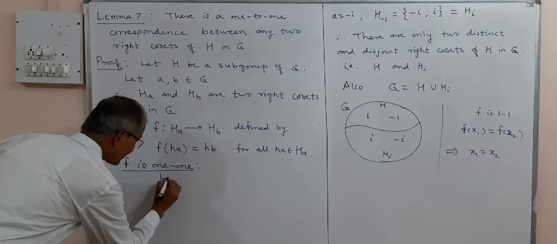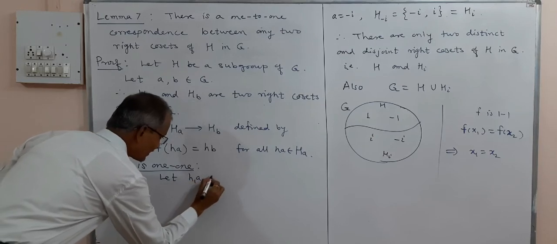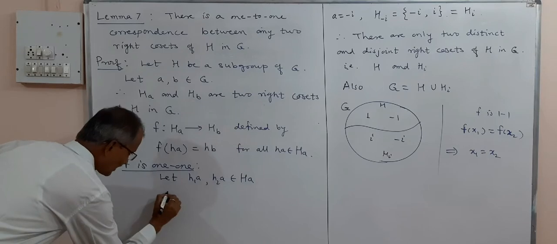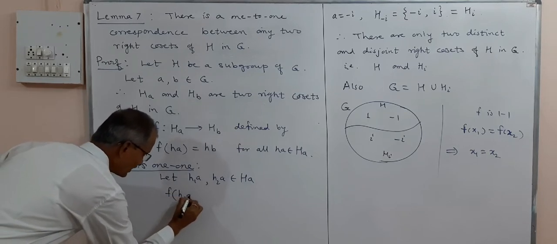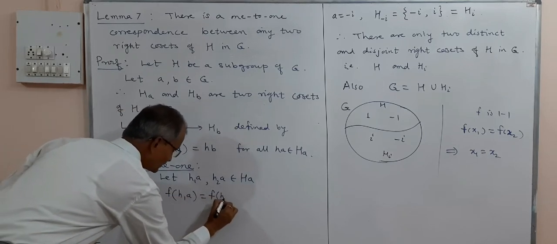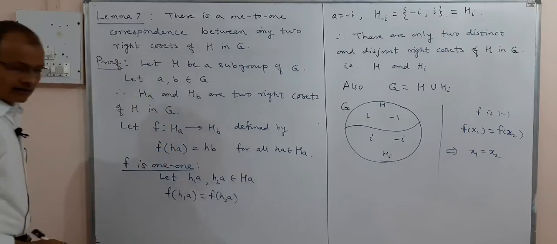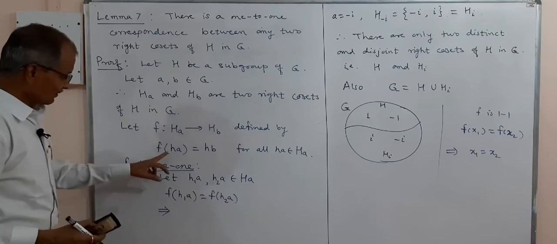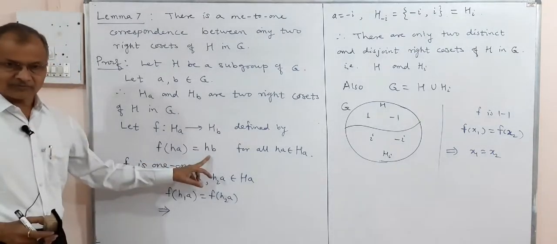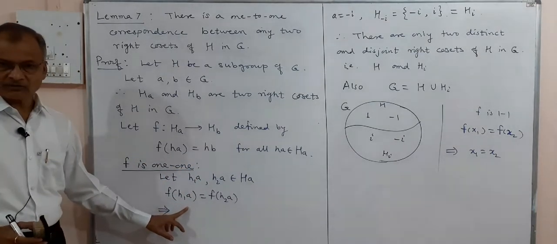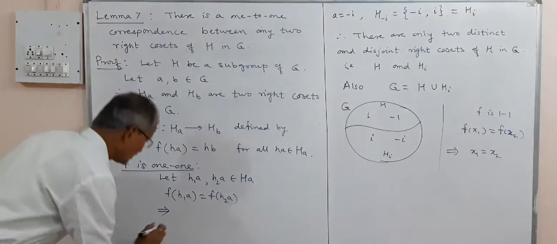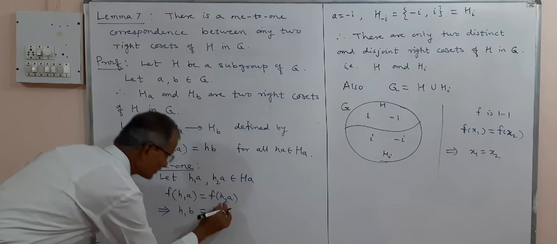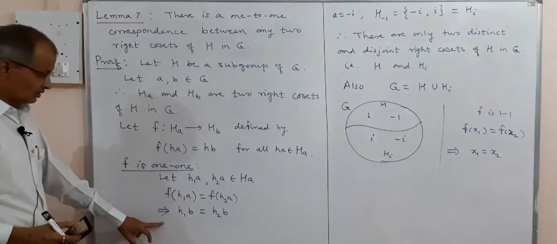So let h1a, h2a belong to Ha, and then f of h1a is equal to f of h2a. Now what does this imply by definition? By definition, f of ha is equal to hb, and therefore f of h1a will be equal to h1b. So this is h1b is equal to h2b, since f of h2a is h2b.